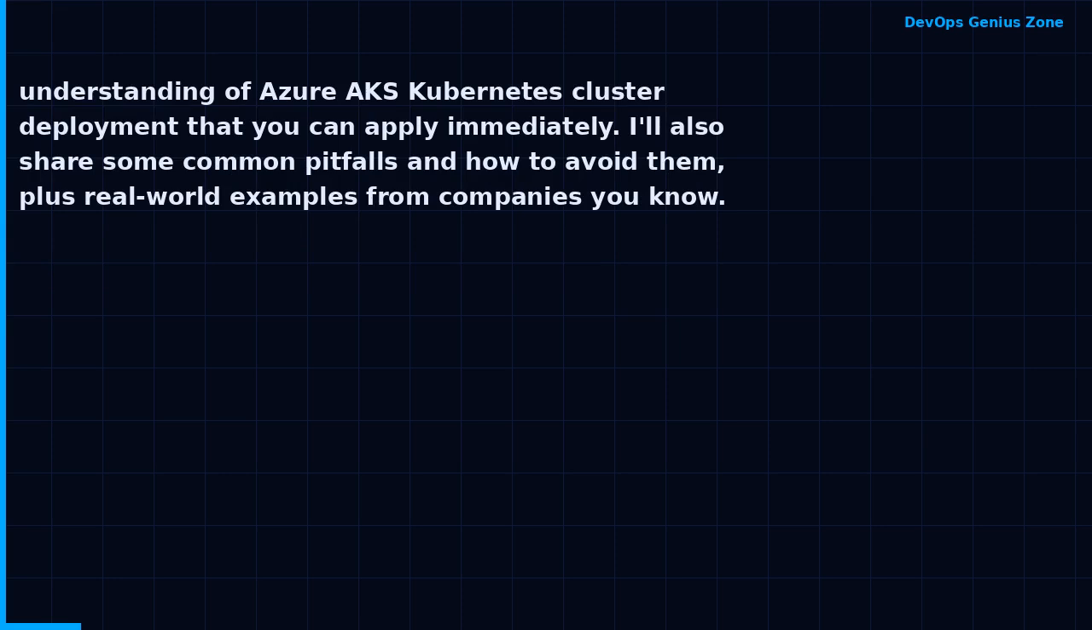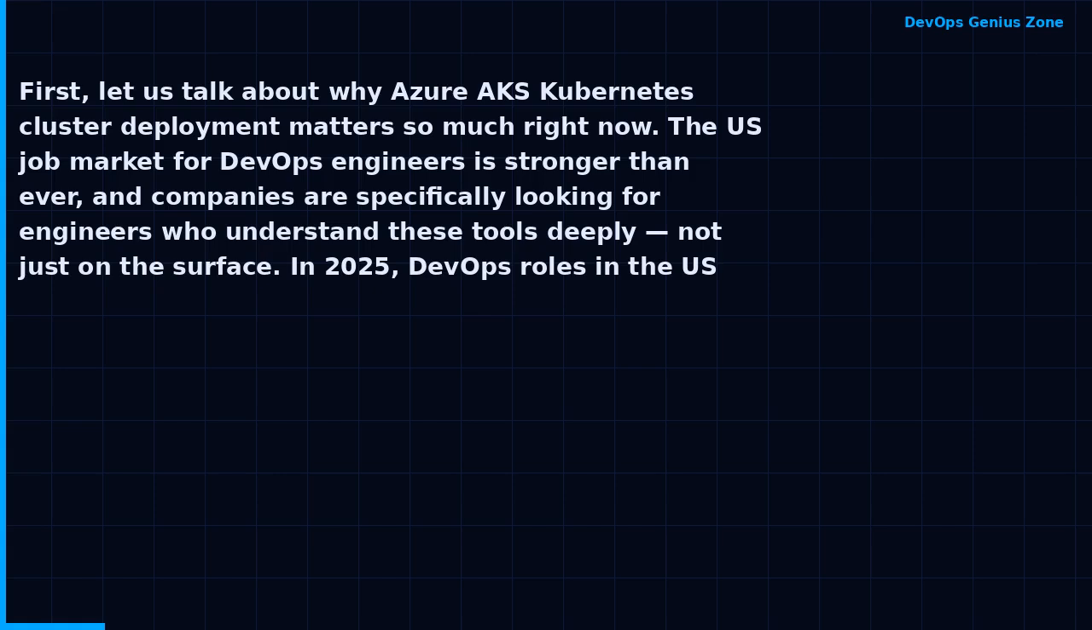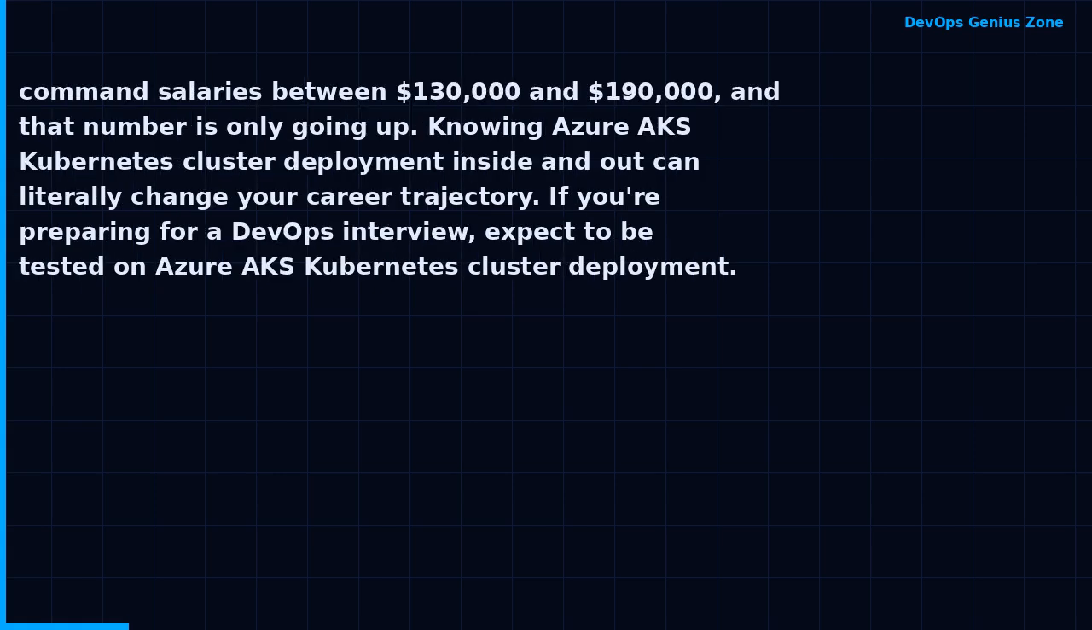First, let us talk about why Azure AKS Kubernetes cluster deployment matters so much right now. The US job market for DevOps engineers is stronger than ever, and companies are specifically looking for engineers who understand these tools deeply, not just on the surface. In 2025, DevOps roles in the US command salaries between $130,000 and $190,000, and that number is only going up. Knowing Azure AKS Kubernetes cluster deployment inside and out can literally change your career trajectory.